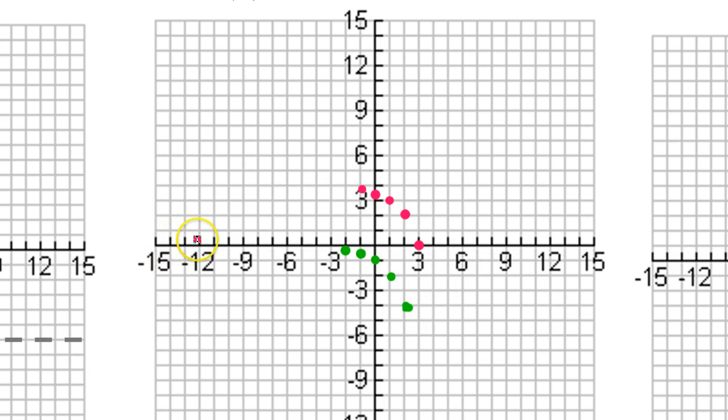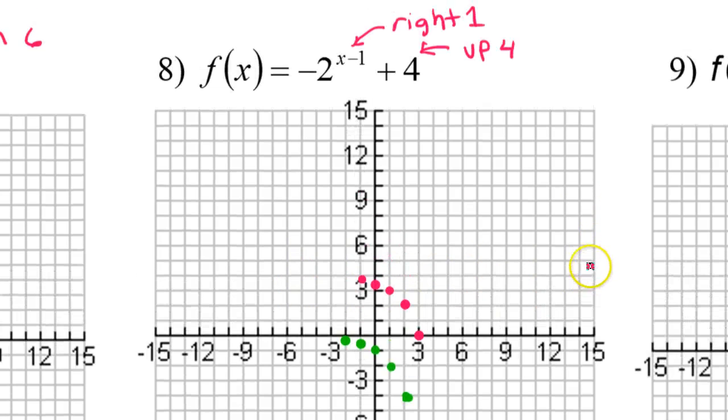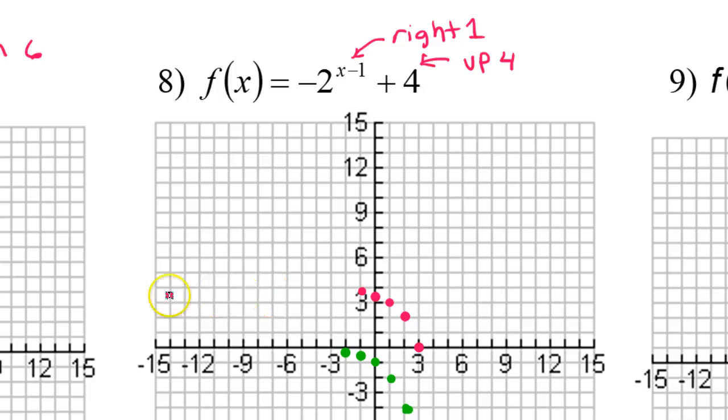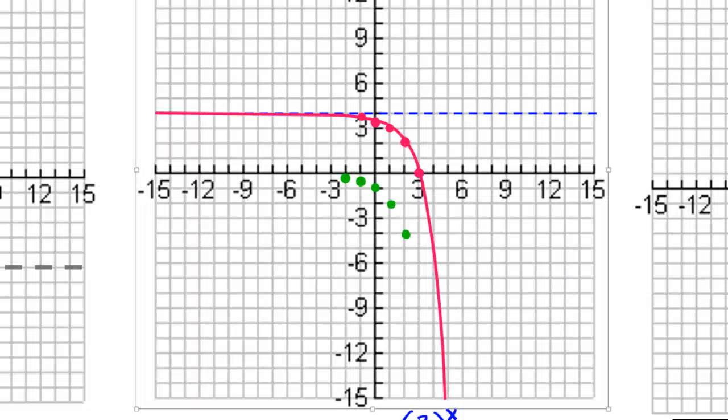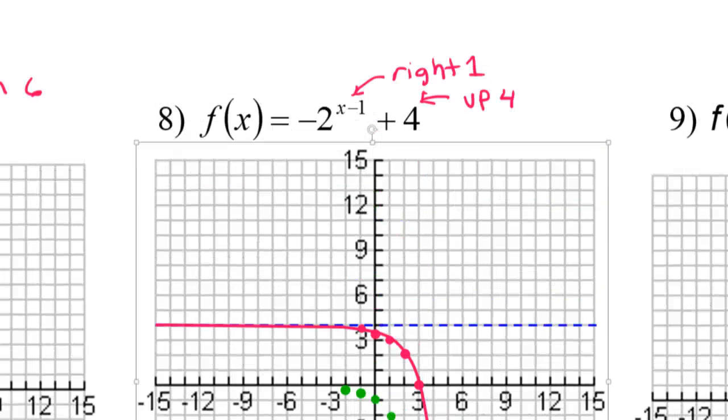Now remember, the asymptote is normally here at 0. If I am moving up 4, then the asymptote, the horizontal asymptote, should be here at 4. Always draw your asymptote as a dotted line. Okay, so your graph should look something like this. Alright, so that was number 8.